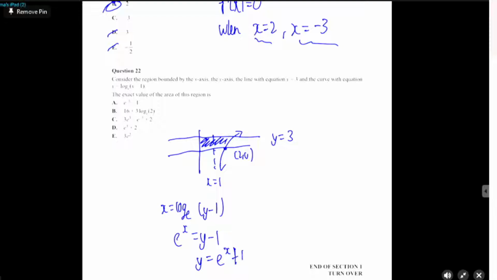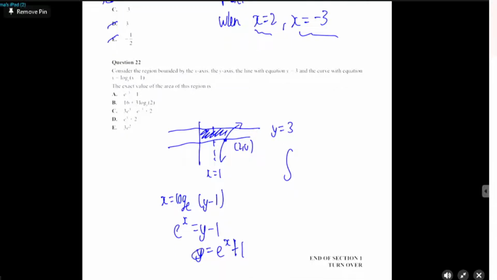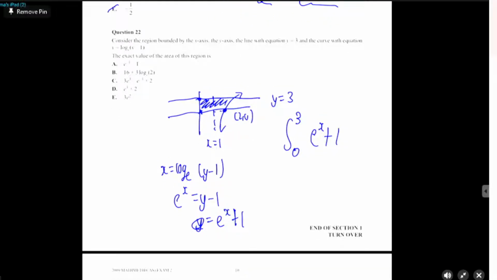And then what you do is you just integrate, because now it's in terms of y, you can do 0 to 3, because that's the inverse. The x-intercepts of the normal graph are the same as the y-intercepts on the inverse. And so when you do this, your answer is D.